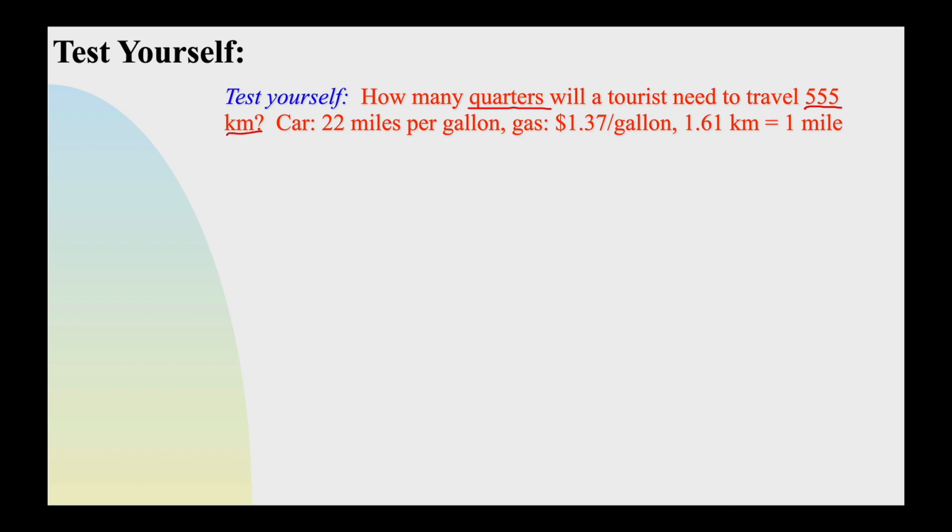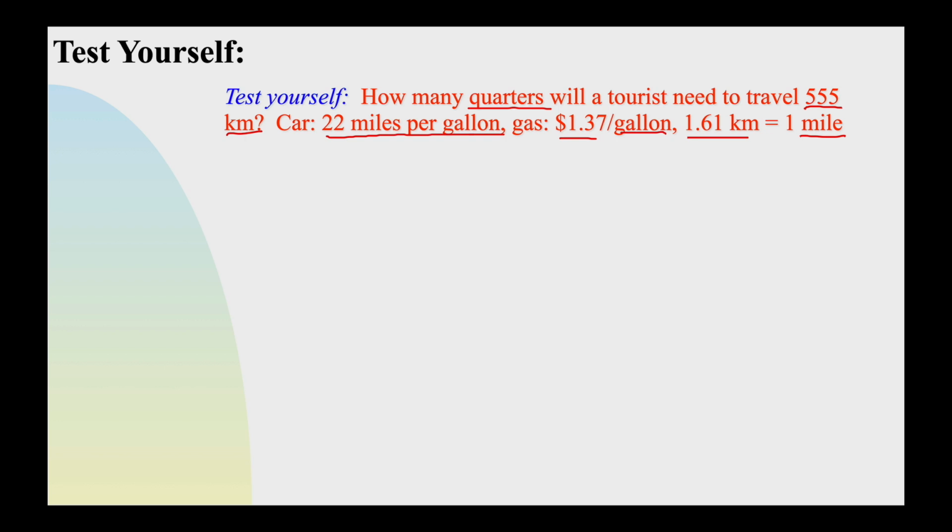We want to turn kilometers into quarters, which is a strange kind of thing, but that's all right. And you can see along the way we're going to need several conversion factors. 1.61 kilometers per mile will help us turn the 555 kilometers into miles. And then 22 miles per gallon will allow us to go from miles into gallons. A gallon apparently costs $1.37 right now, which, okay, cool. That'll allow us to go from gallons to dollars. And then, as we've talked about before, there are 4 quarters in a dollar.